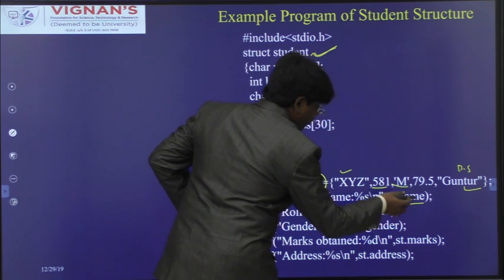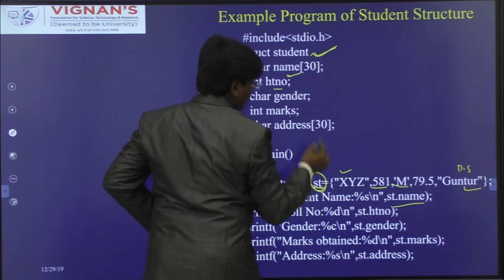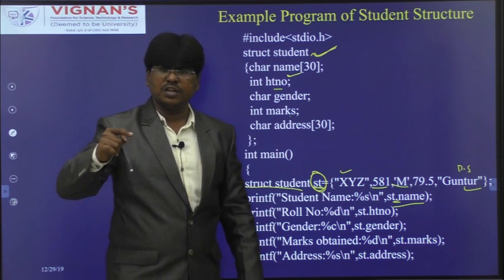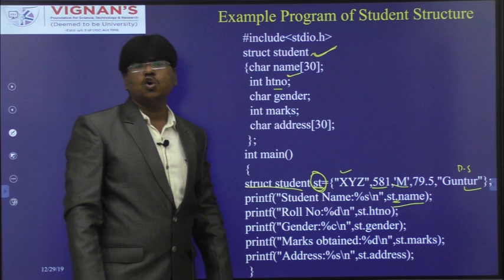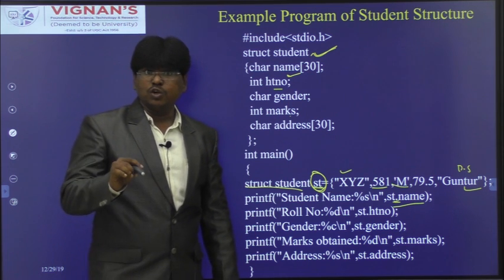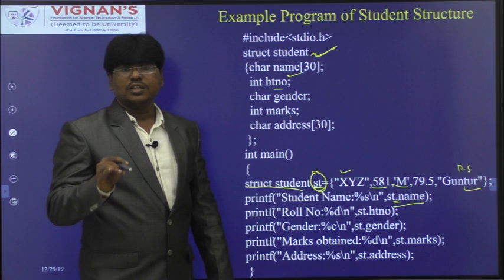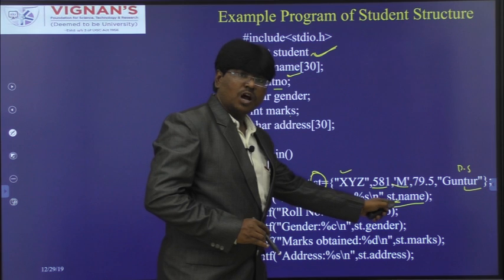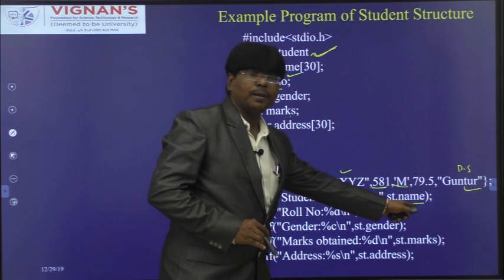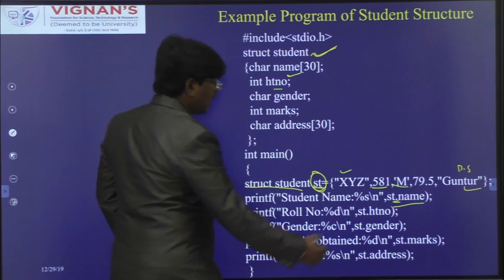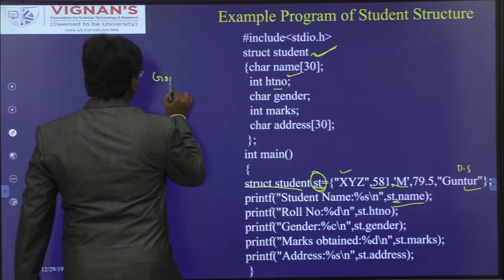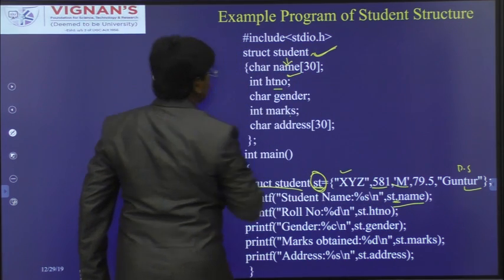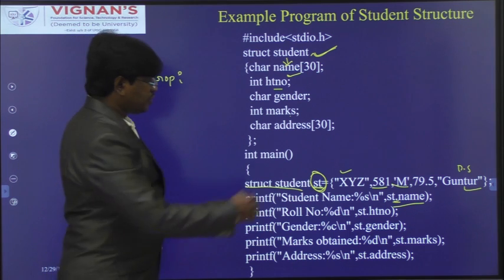And if you want to store a value in the name member, you have to take the help of an operator called the dot operator. It is very, very important. If you want to initialize values into the members of the structure, the syntax is: you have to take the structure variable along with the dot operator and along with the member name. So when I have taken, for example, Gopi as my student name, that Gopi will be stored in this name member with the help of st dot name.